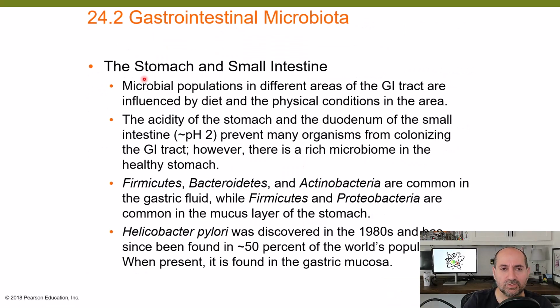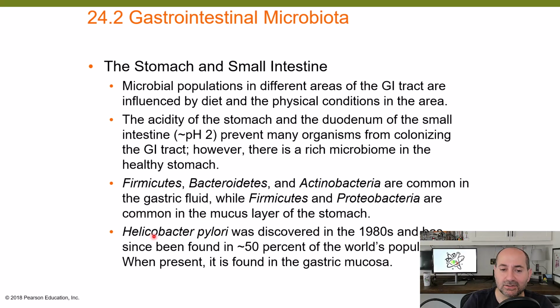So let's talk a little more about the stomach and the small intestine. Remember that there's a pH level of 2, so the stomach and the duodenum of the small intestine are highly acidic, and this prevents many organisms from colonizing the GI tract. In fact, many organisms you ingest that travel down the esophagus end up dying in the gastric juices. However, there is still a rich microbiome in the healthy gut. For instance, Firmicutes, Bacteroidetes, and Actinobacteria are common in the gastric fluid, while Firmicutes and Proteobacteria are common in the mucus layer of the stomach.